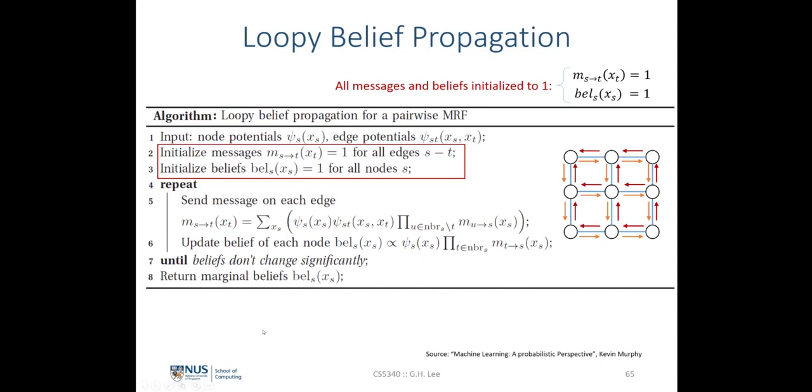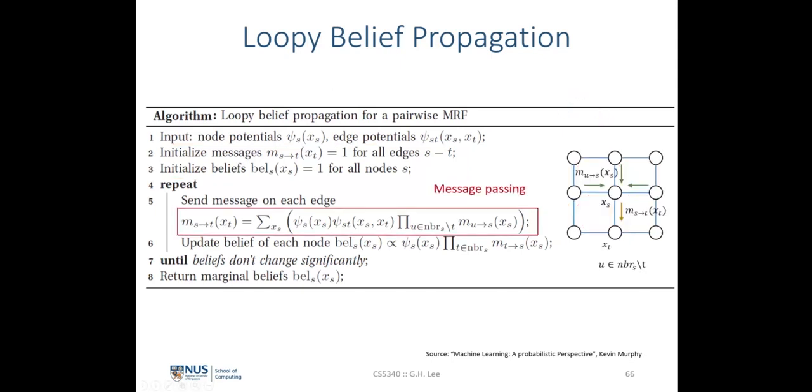We'll first initialize all the messages, the messages from node s to node t, to 1, as well as the belief on every node to be equal to 1. This is the probability distribution, where we initialize everything to 1. The next thing to do is, for every single node in the graph, we'll simply ignore the fact that there are loops. There are many loops in this particular graph. We'll simply treat it as a tree, and then compute the messages as usual.